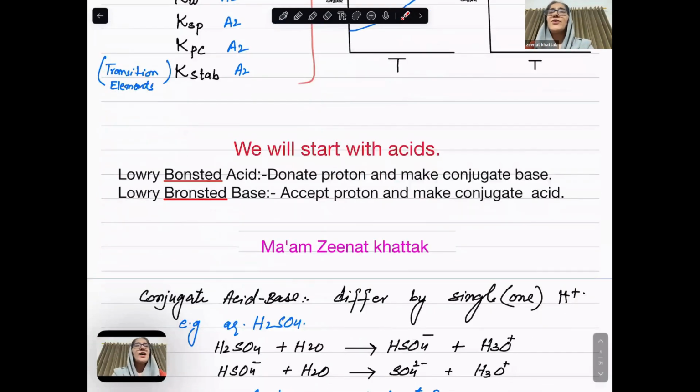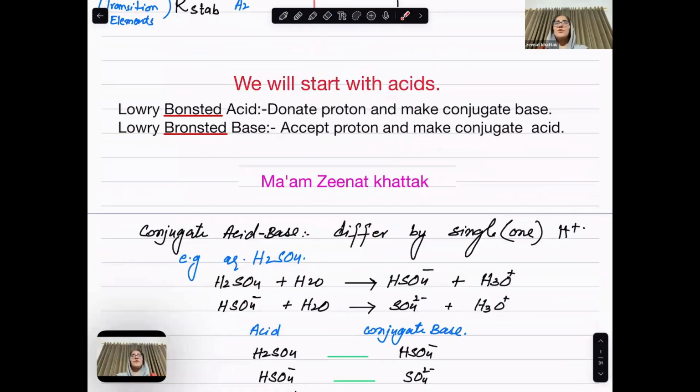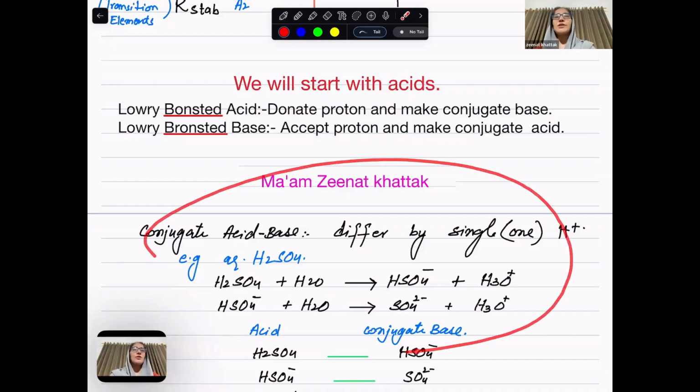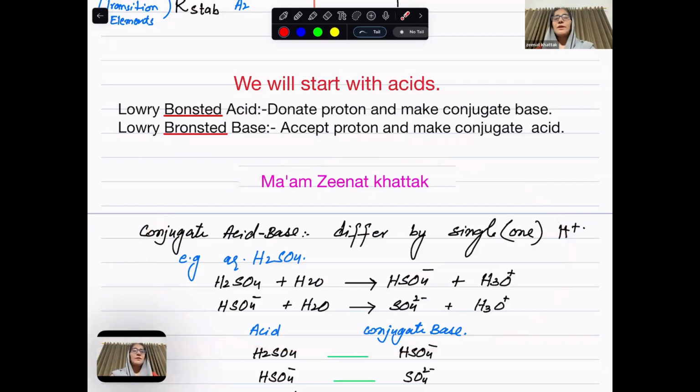Now we will start with acids. We know Lowry-Bronsted acids and bases. What is a Lowry-Bronsted acid? Acids donate protons and bases accept protons. Right? There are many questions in the recent P4 papers which talk about conjugate acids and bases in A2. But you know how they make the question?